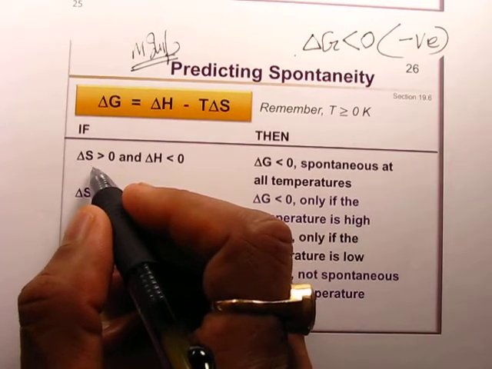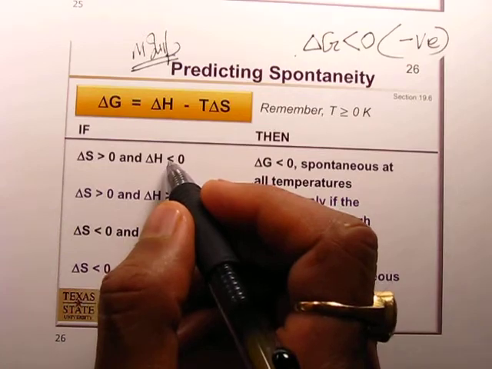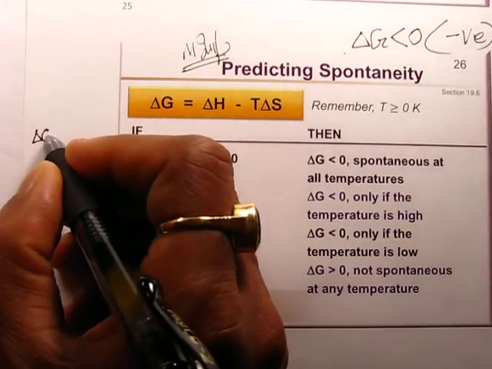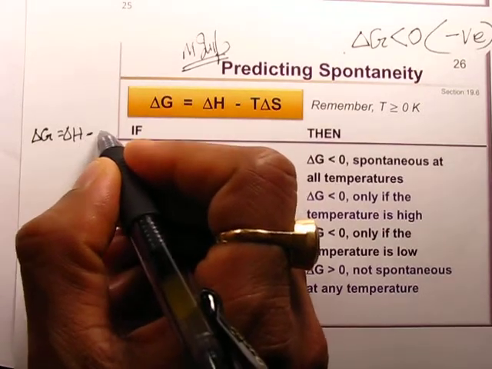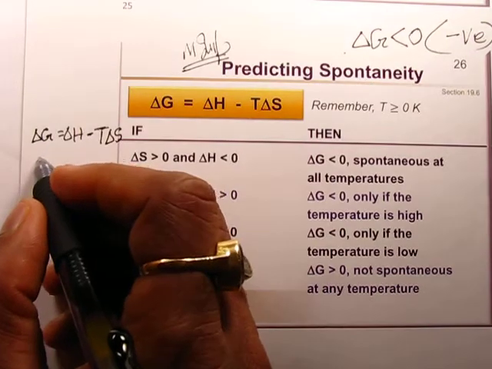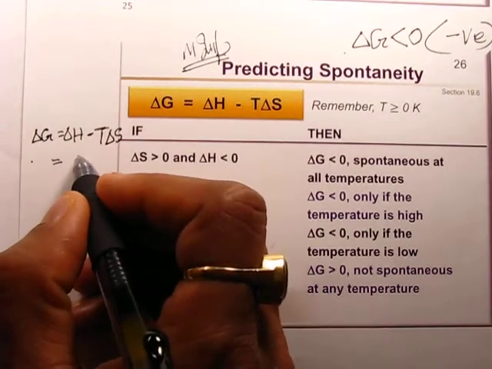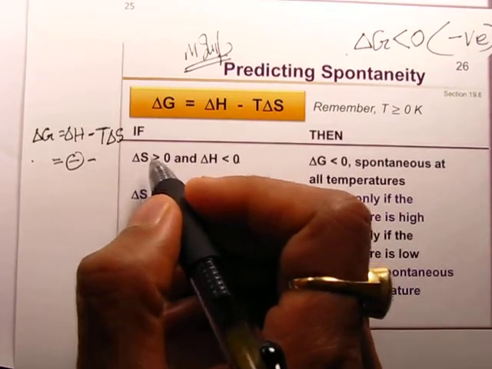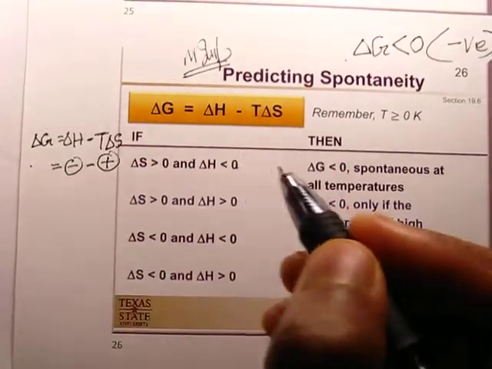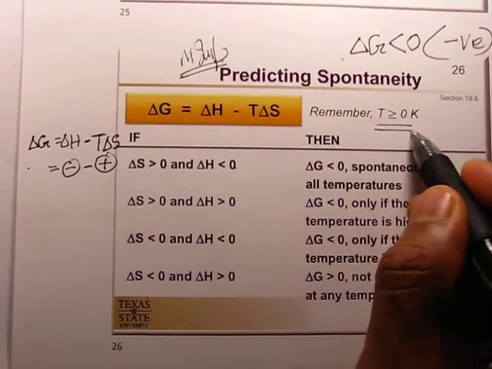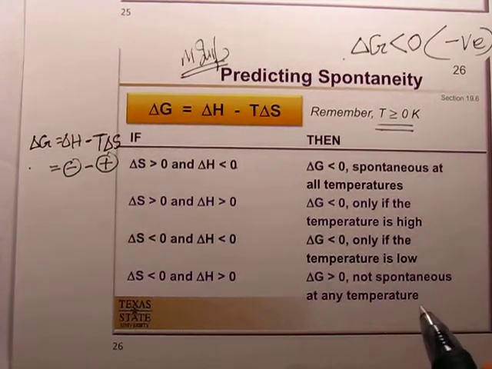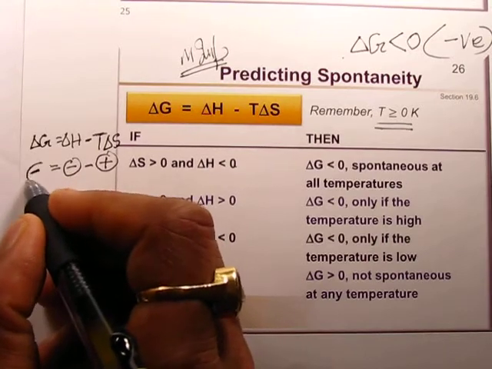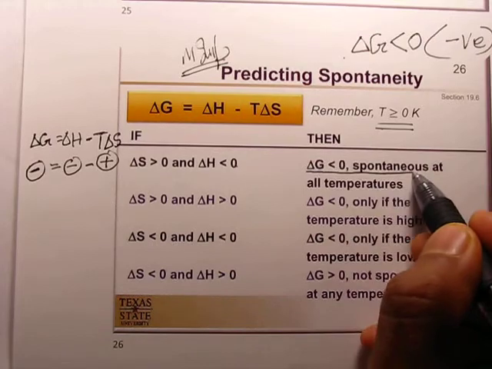If delta S is more than 0 and delta H is less than 0, in the equation delta G equal to delta H minus T delta S, if delta H is negative and delta S is positive, and temperature is more than or equal to 0 degrees Kelvin, then delta G will be negative, and in this condition the reaction will be spontaneous at all temperatures.